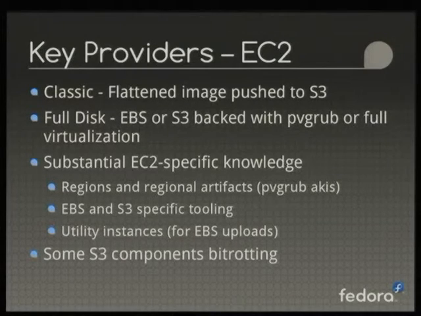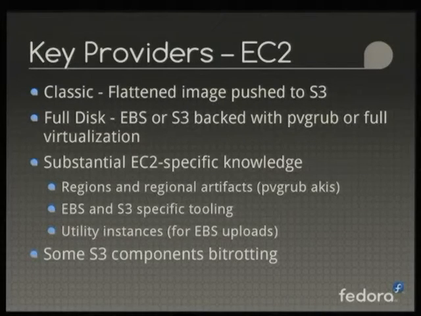So EC2, as I said, started out requiring a fairly non-standard, atypical mode of uploading your image. You would have to flatten it, and you would upload it to a series of buckets in their object storage service called S3. So the EC2 provider, as originally conceived, knew how to do all of that. It would take the input image, flatten it out, upload it to S3 and produce an AMI.